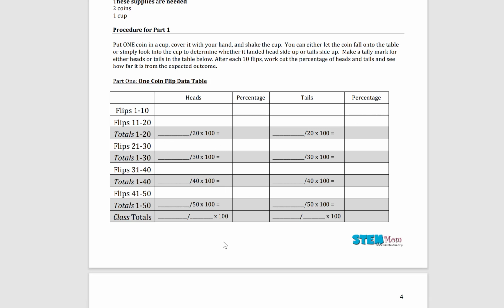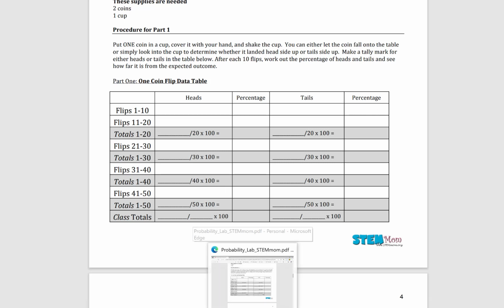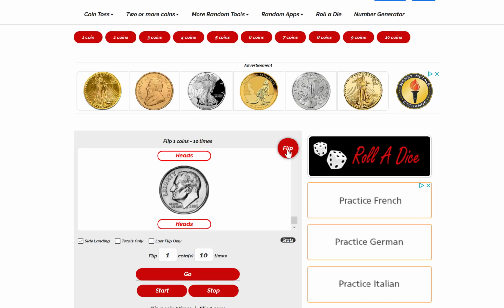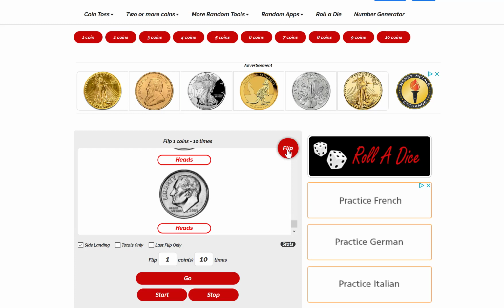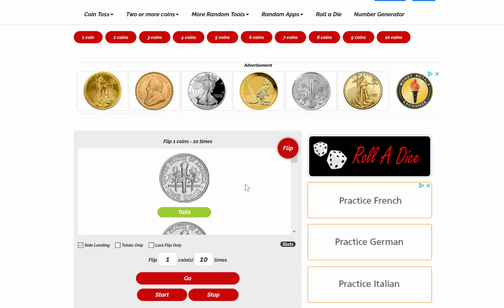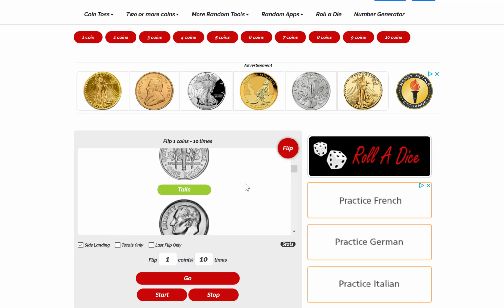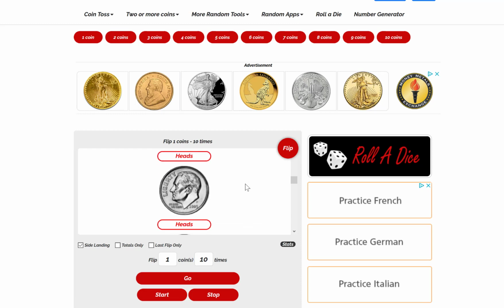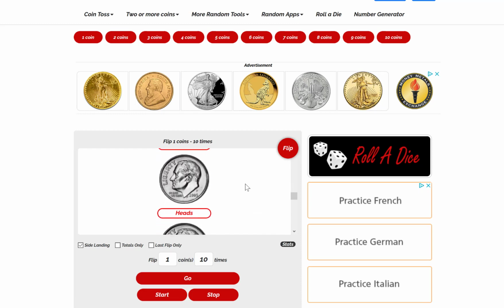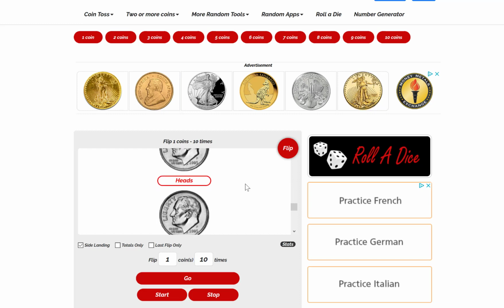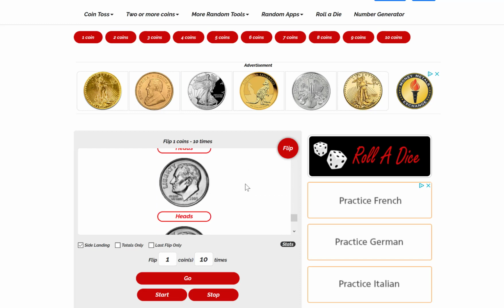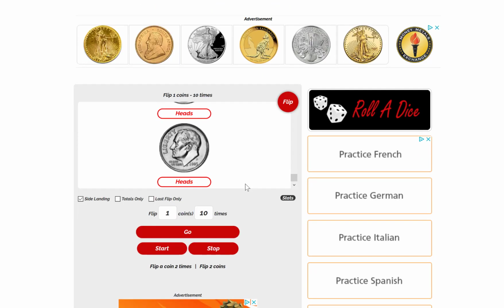Then for 11 through 20, you can do it again. So you're going to go back to your simulator, and then you're going to flip it again. Okay, and then you would just recount. 1, 2, 3, 4, 5, 6, 7, 8. So it looks like I had 8 heads again.